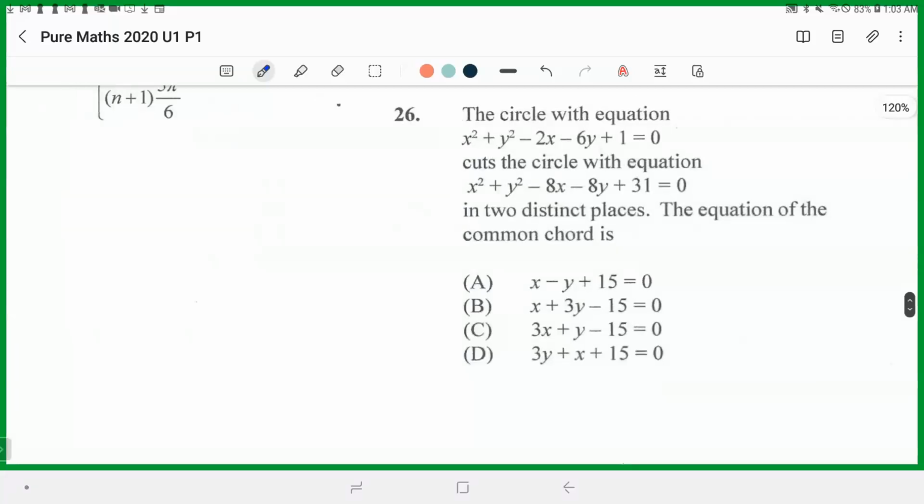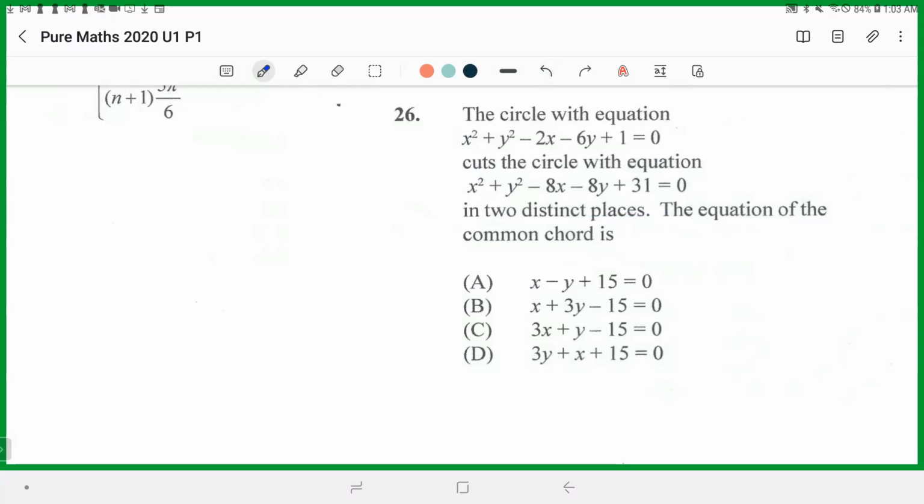It says a circle with this equation cuts a circle with this equation. So that's two equations of circles I'm solving simultaneously. First, you have to subtract them to find the chord that is common to both of them. The equation of a common chord, you have to subtract them.